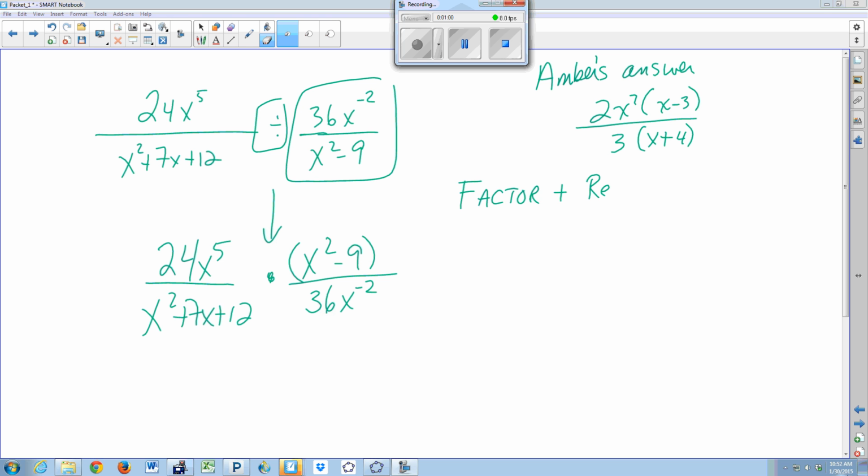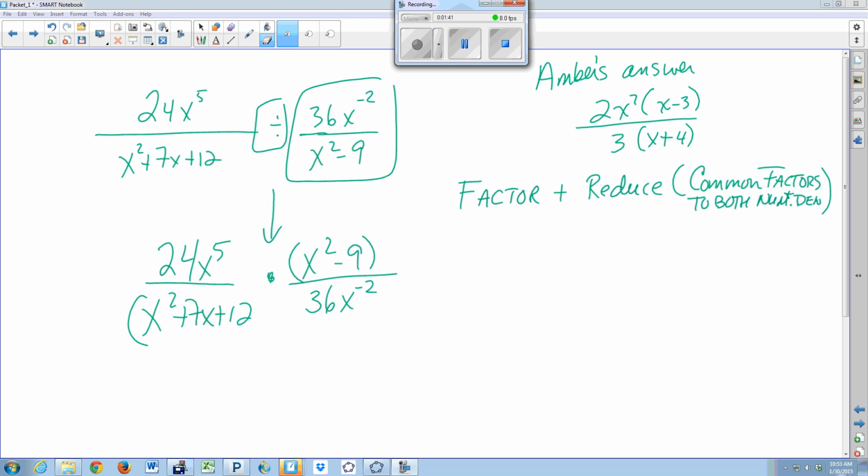Factor and reduce. And remember, the idea of reducing is finding common factors to the numerator and denominator, right? Num and den, numerator and denominator, okay? So 24x to the 5th is already factored. The only thing you could do there is change 24 to prime numbers like 2 times 2 times 2 times 3. We don't really need to do that because we're comfortable reducing numbers, fractions out of numbers, okay? So we usually don't tend to do that.